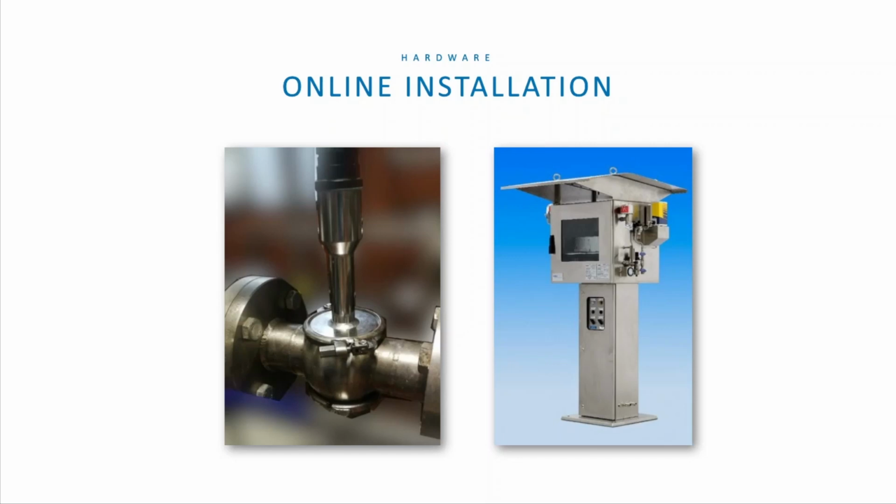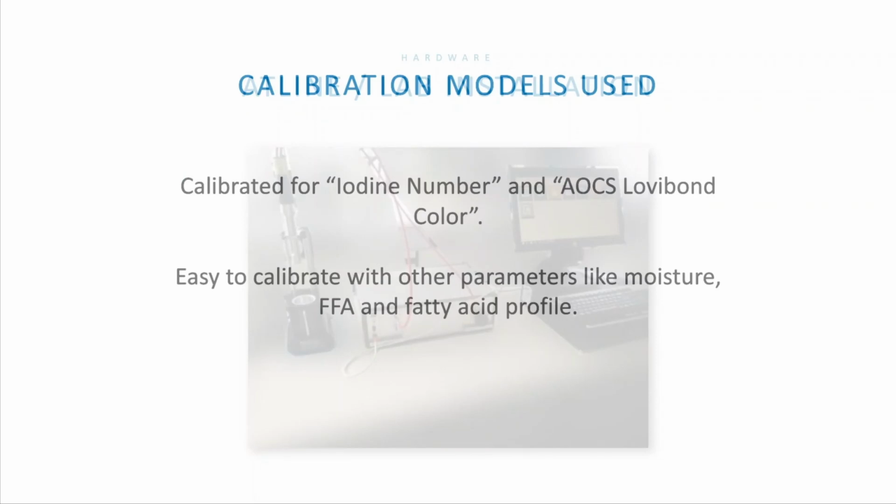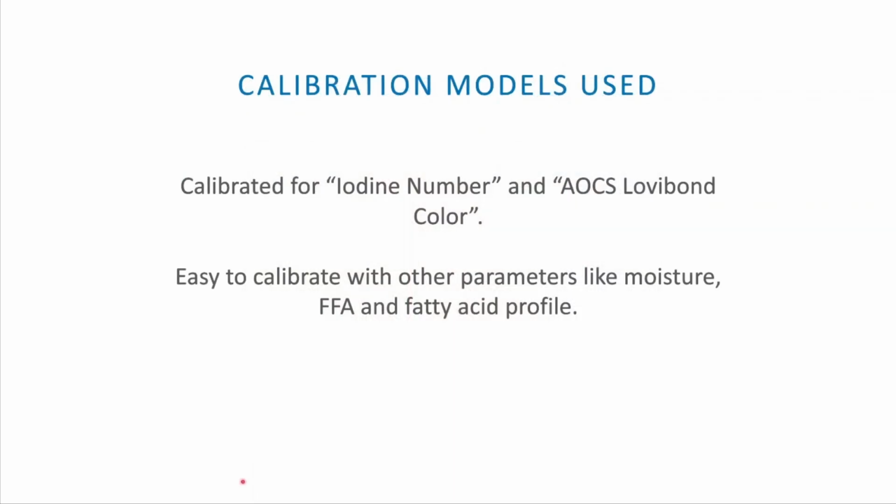For the benchtop configuration, a custom heated cup holder has been designed to keep the samples warm between 40 to 60 Celsius degrees. In this application, the main constituents for the online control are iodine value and the Lovibond color. Also, moisture, free fatty acid, and the fatty acid profile have been absolutely calibrated with robustness and reliable results.